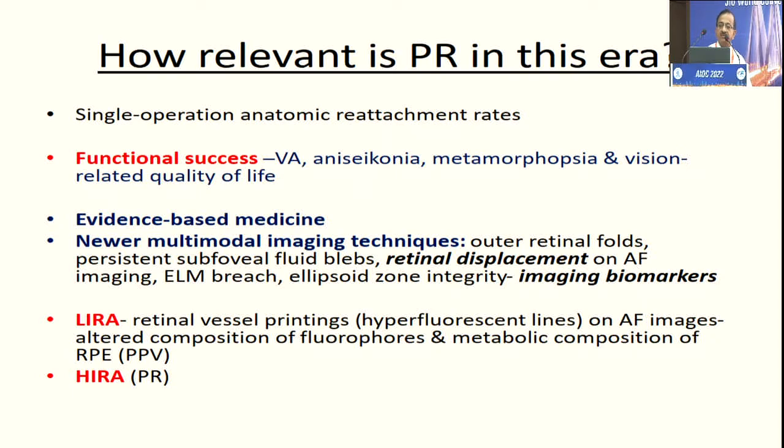And we are now basing all our thoughts on evidence-based medicine as well as the newer multimodal imaging techniques, which have shown us that the reattachment is not just an anatomic reattachment, but also we are looking at the finer aspects of that reattached retina in the form of outer retinal folds, persistent subfoveal fluid blebs, and retinal displacement as seen on autofluorescence imaging and integrity of the ellipsoid zone, etc.